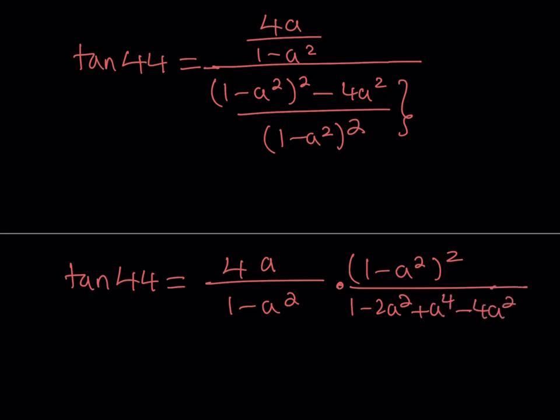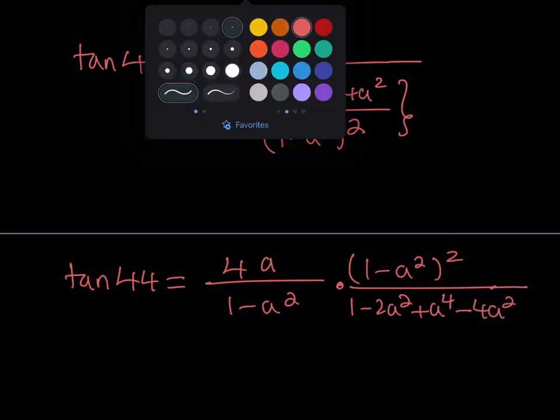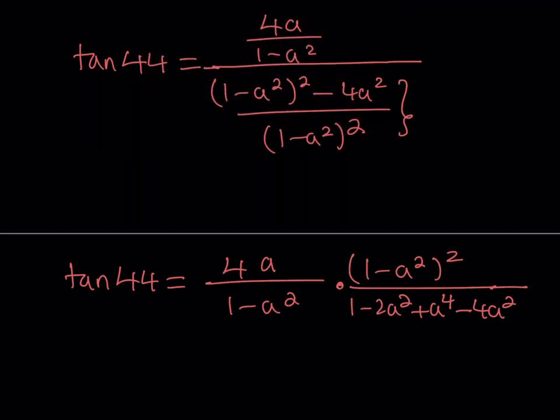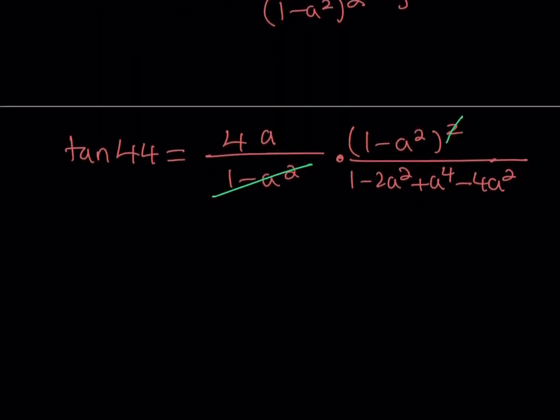Awesome. So we can just go ahead now and simplify a little bit. For example, 1 minus a squared is going to cancel out, leaving us with a fairly simple expression. Let's see what this gives us. So I have 4a times 1 minus a squared, which is something obviously I can distribute. Let's go ahead and distribute that. So it's going to give us 4a minus 4a cubed.